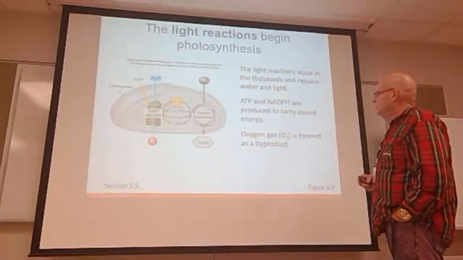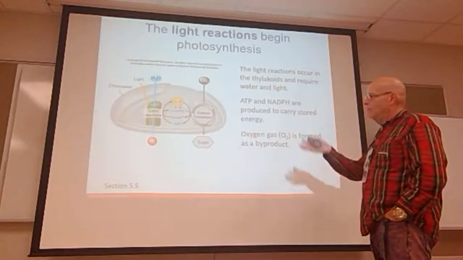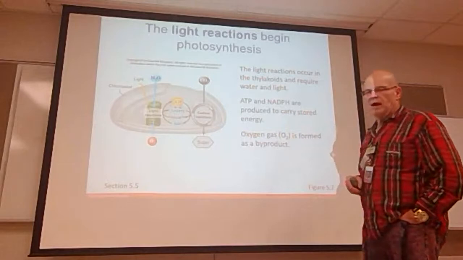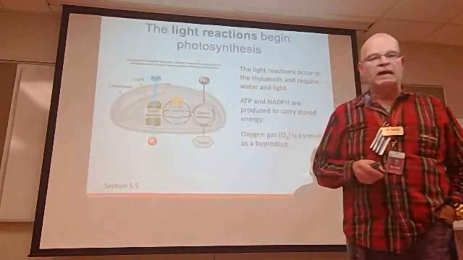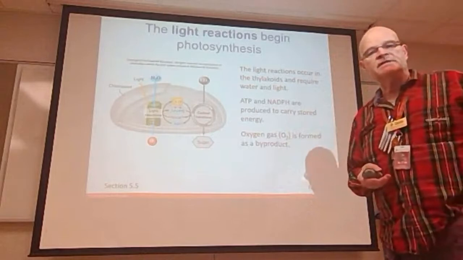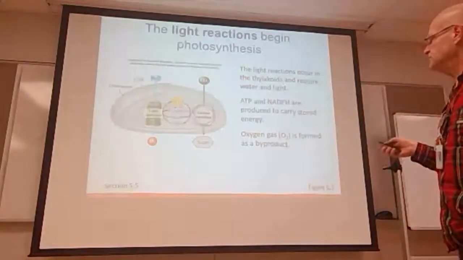ATP and NADPH are produced to carry stored energy from one set of reactions to the other. And then oxygen gas is formed as a byproduct. So it probably wouldn't be a bad idea to make yourself a mental note: in what part of photosynthesis is the oxygen produced? It is produced in the light reactions.